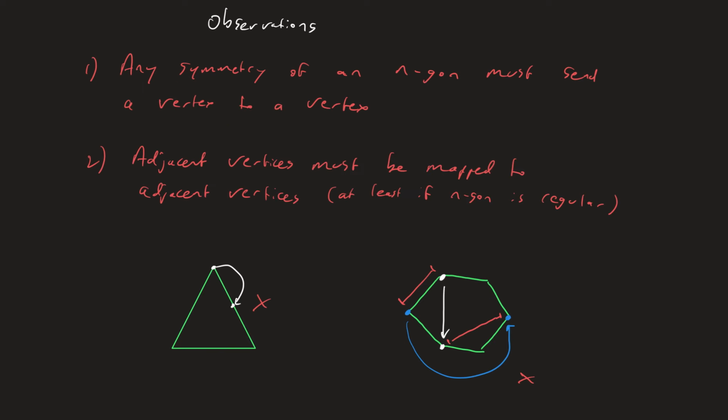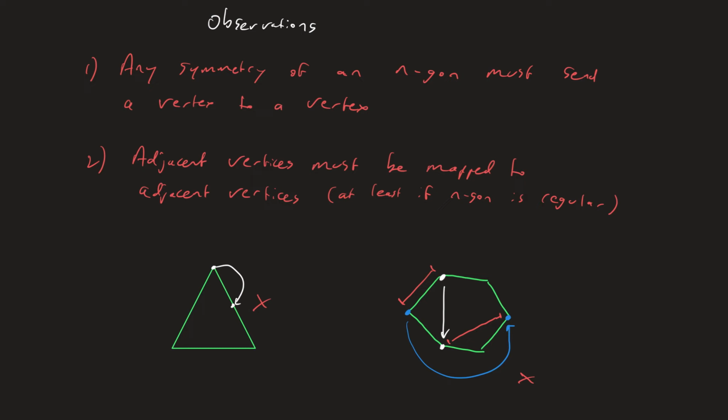A little bit of thought shows that any symmetry of an n-sided polygon, abbreviated n-gon, must send a vertex to a vertex. For example, no symmetry of the triangle could send this vertex into a point on the side of the triangle. Intuitively, this is because a vertex looks nothing like a point in the side of a triangle. Rigorously, this can be proved as follows.